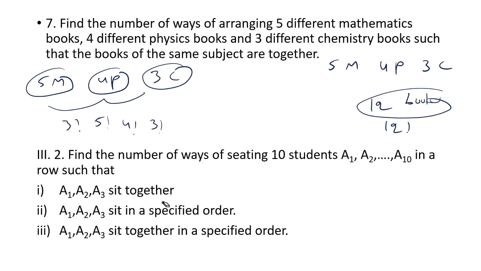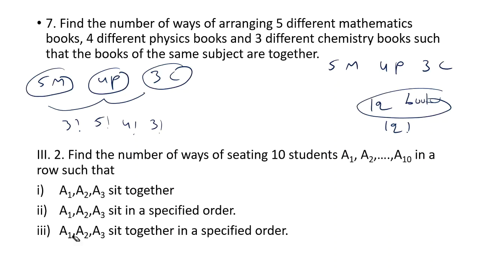Next, we have this problem related to specific order. Anyway, we have discussed that specific order, so we can directly write down the answers here. Okay. So, in a class containing 10 students, A1, A2, A3, and so on up to A10, in how many ways can we arrange these students such that A1, A2, A3 sit together? That is our first problem. The second one is A1, A2, A3 sit in a specific order, and the third one is A1, A2, A3 sit together in a specific order.